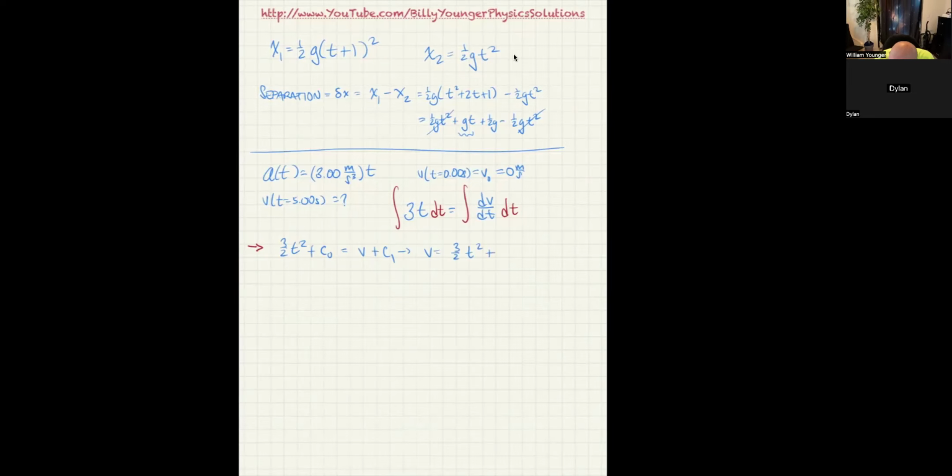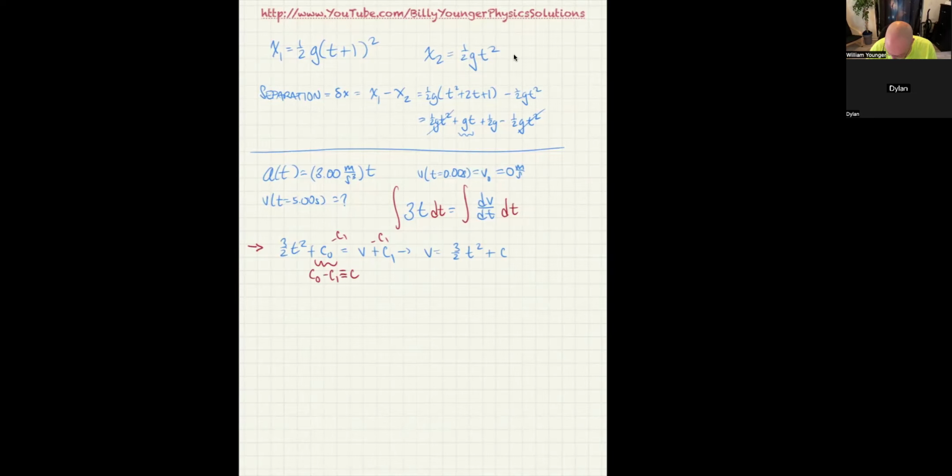Now what I'm doing here is I'm going to subtract C1 from both sides. And then I'm going to say C0 minus C1 is just equal to plain C, or I'm going to define it to be plain C. That just makes it easier because you're allowed to do whatever you want with those constants. You just have to make sure they fit the data.